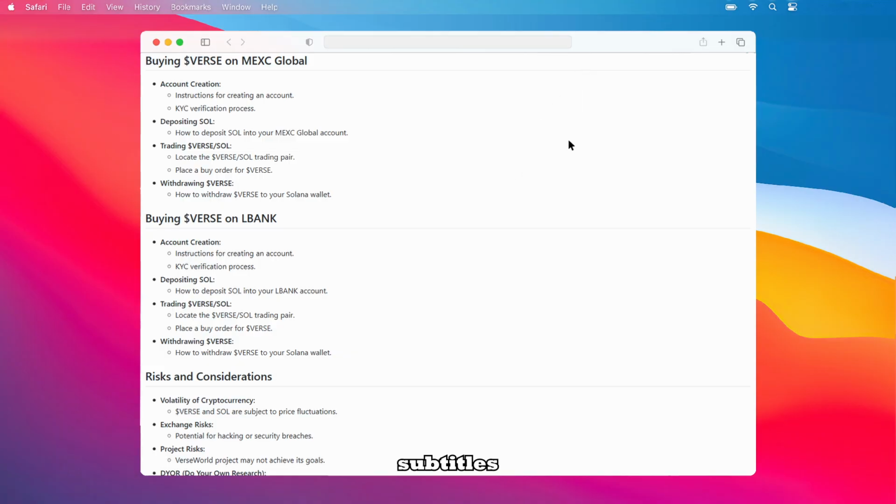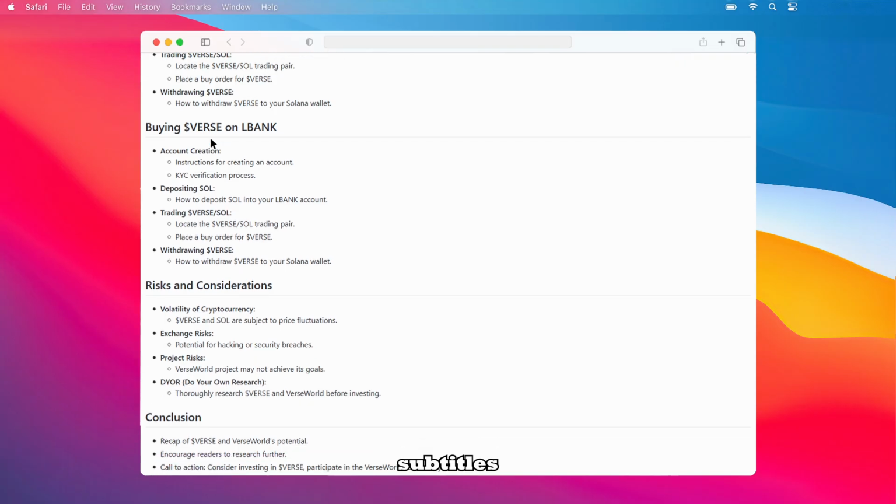The process for Bank is similar. Again, create an account with KYC verification. Then, deposit your SOL into your Bank account. Locate the Dollarverse/SOL trading pair and place your buy order, and you can then withdraw your Dollarverse to your Solana wallet.